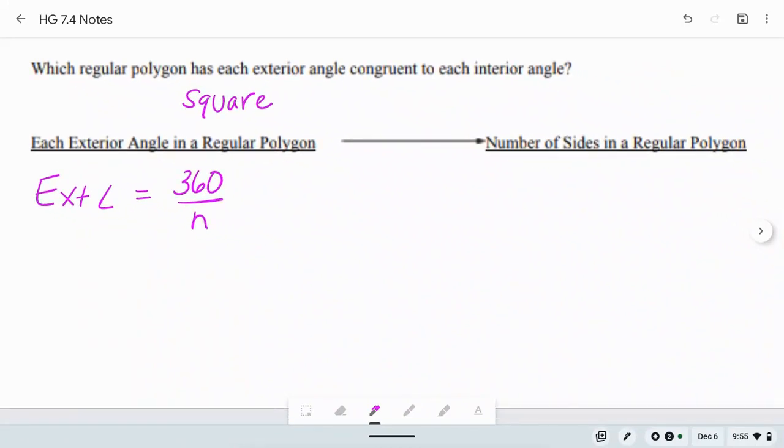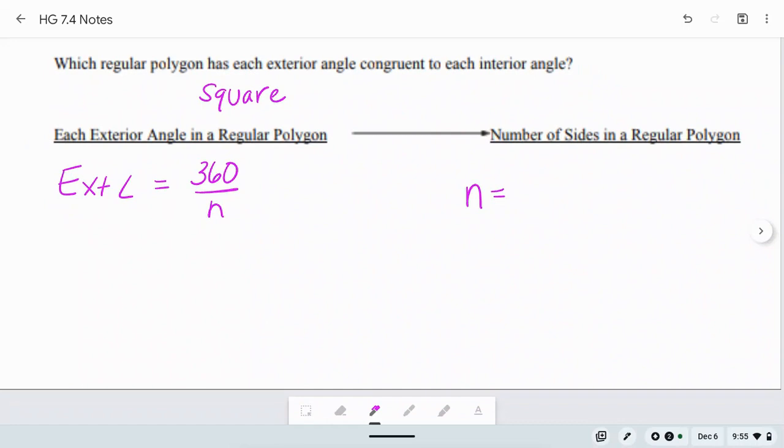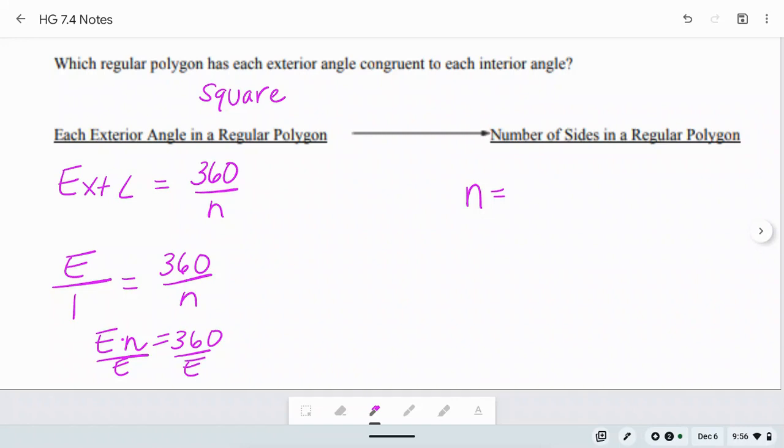To find the number of sides in a regular polygon, you would just cross multiply, right? Each exterior angle over 1 would equal 360 over n. So if I wanted to solve for the number of sides, if they give me each exterior angle, when I cross multiply, I would get each exterior angle times n is equal to 360. So I would divide that then by each exterior angle.